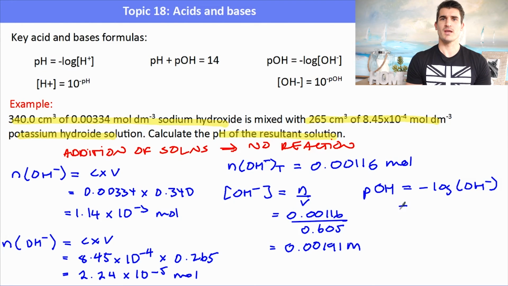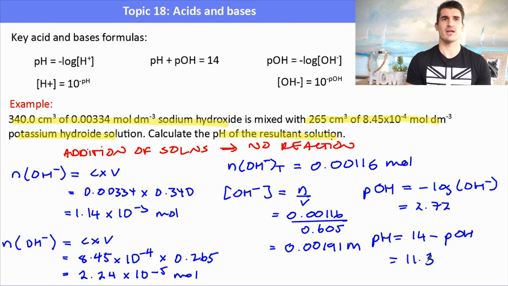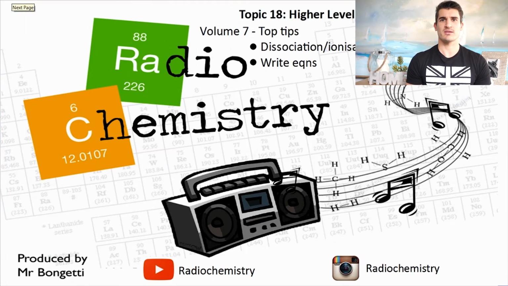0.00191 molar. And now the simplest way to work out the pH will be to go down the pOH path. So determine the pOH, and then I can work out my pH by doing 14 take away 2.72. I've assumed this is at 298 K because they haven't told me otherwise.